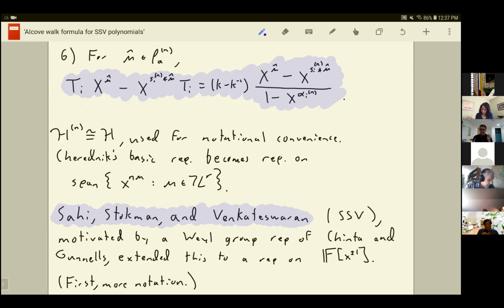And what they were doing is they were trying to understand a Weyl group representation cooked up by Chinta and Gunnells. They were studying metaplectic covers of p-adic groups. They had this Weyl group representation that they could prove using a computer was a representation, but nobody understood where it came from. What they did is they showed that it came from a particular Hecke algebra representation, which I will write down in a second.